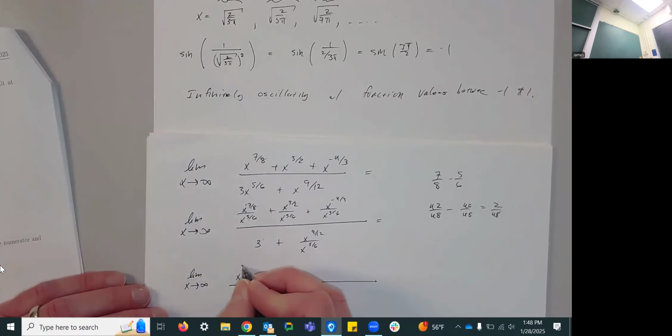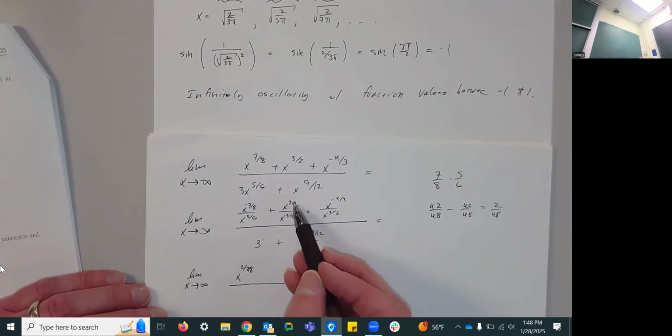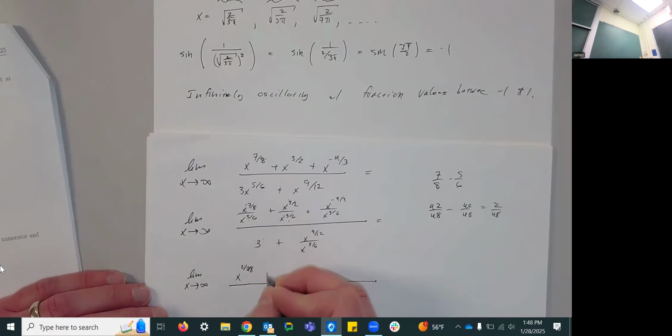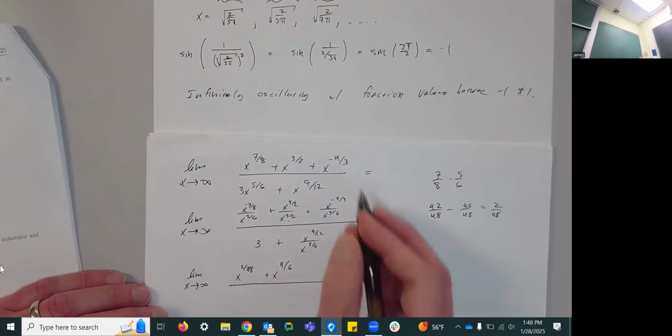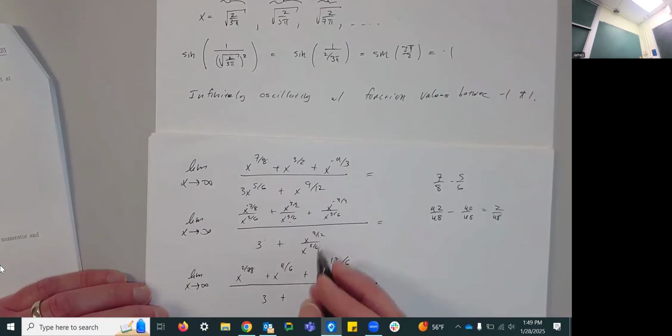So yeah, this seems kind of terrible. And then doing the same sort of thing here, 3/2 minus 5/6 is 9/6 minus 5/6, so 4/6. And then here you get x to some negative power, -13/6. Down here, you get 3 plus, and then 9/12 minus 10/12 is x to the -1/12.